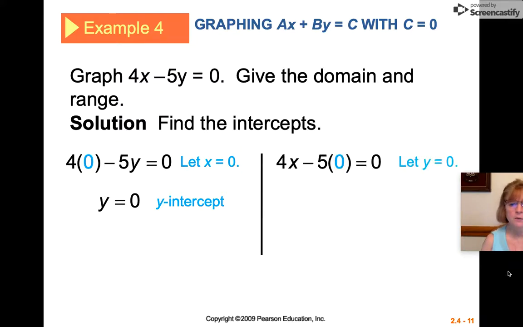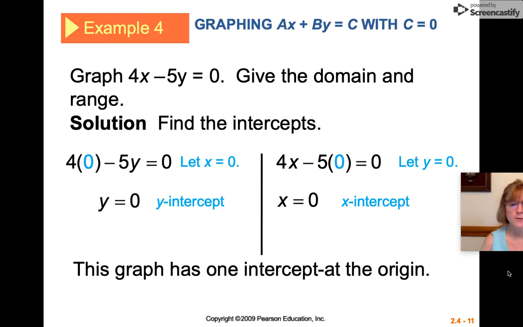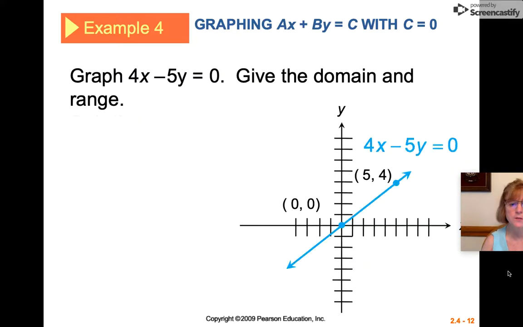Now, if we find the y-intercept, we're going to find the same thing because we just said when x is 0, y is 0. But in terms of how to find an x-intercept and a y-intercept, this is how you do it. To find the y-intercept, let x equal 0. To find the x-intercept, let y equal 0. In any case, for this particular equation, this graph has one intercept and it's at the origin. So both the x and the y-intercept are at the spot 0, 0.